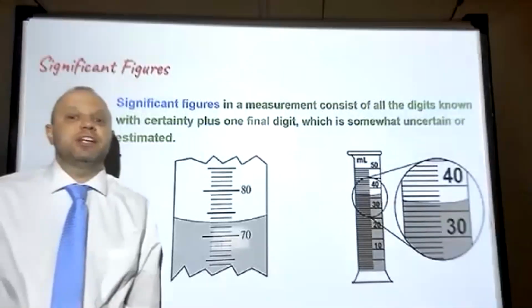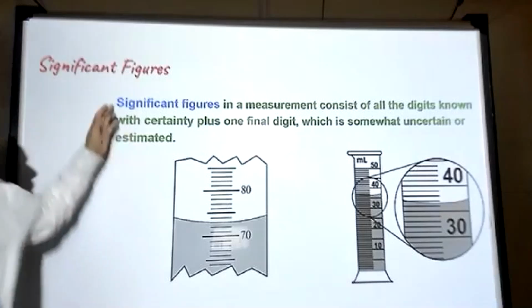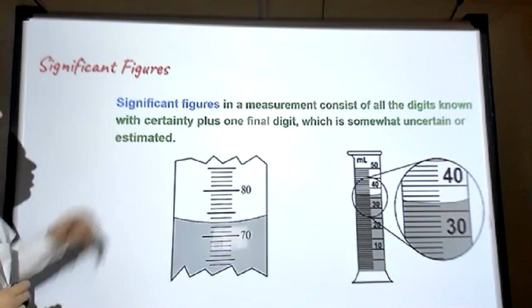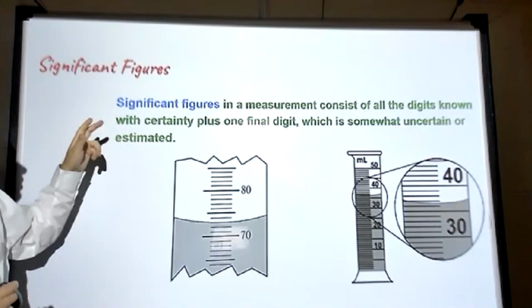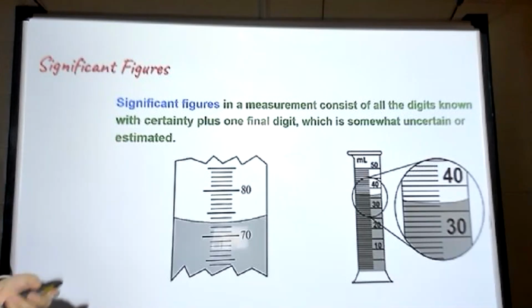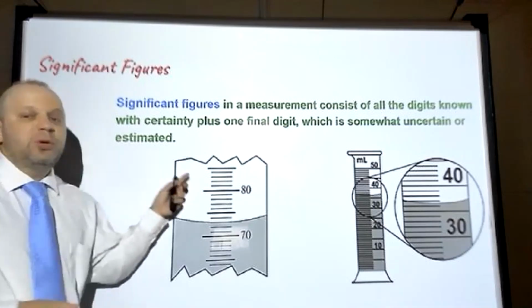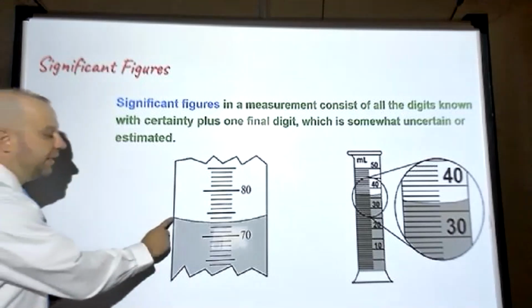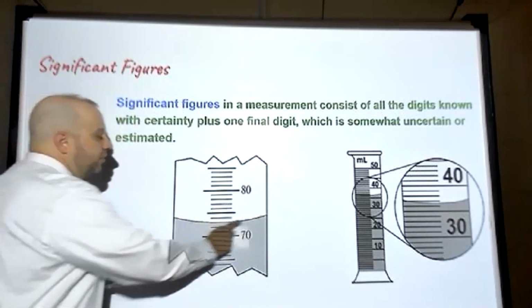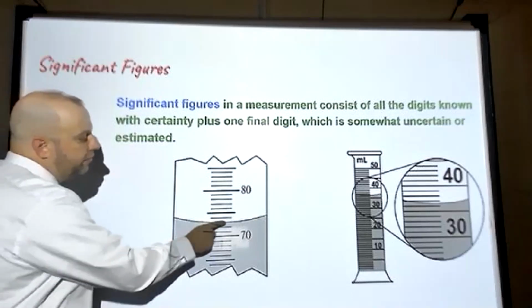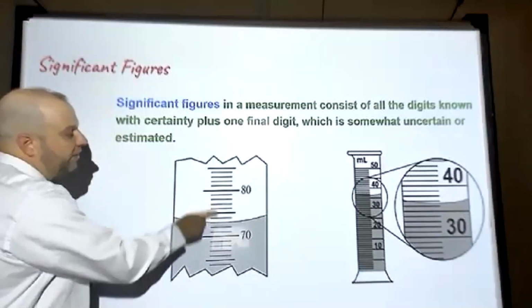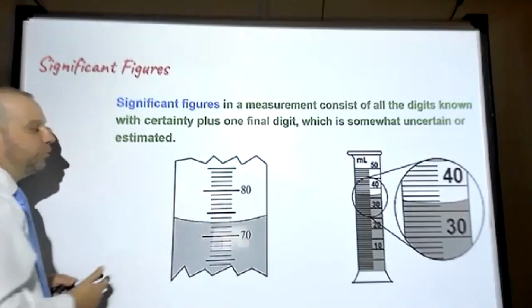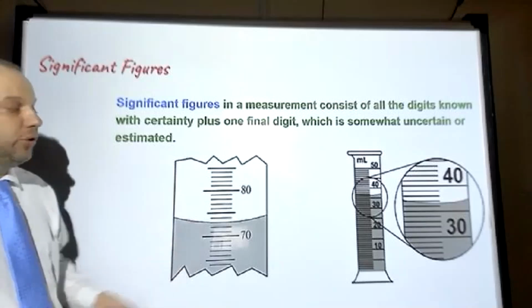So let's take a look at our definition for significant figures. I wrote here that significant figures in a measurement consist of all of the digits known with certainty plus one final digit which is somewhat uncertain or estimated. So here we have a cross section of a graduated cylinder. If you look, the meniscus, the bottom part of this curve here, falls right along this line here. Now, if you look at the number of graduation marks between 70 and 80, you'll see that these are each worth 1 unit. This is most likely measuring in milliliters.